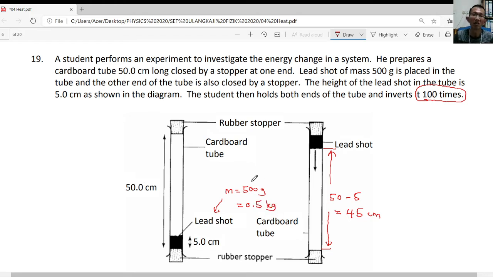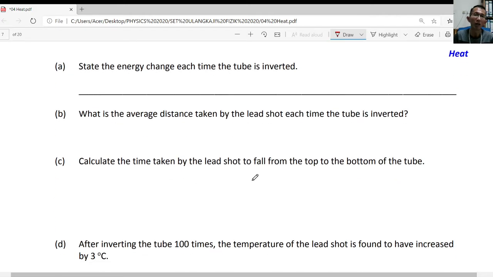Now let's answer the question. State the energy change each time the tube is inverted. Well, that would be easy. That would be gravitational potential energy, which will be converted into kinetic energy.